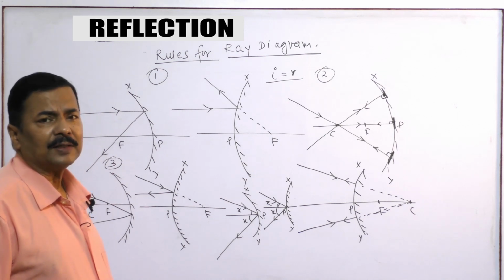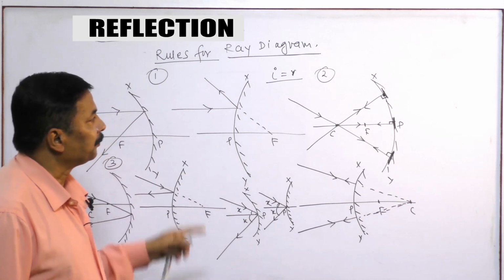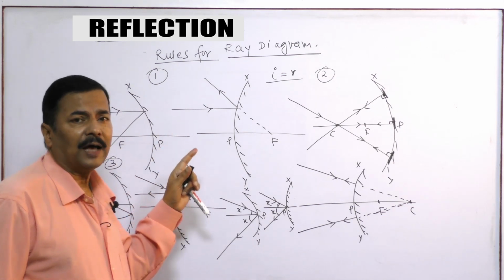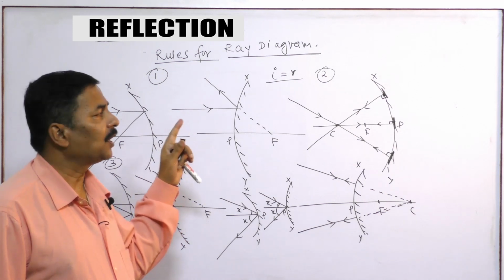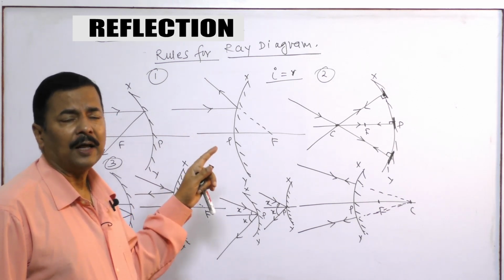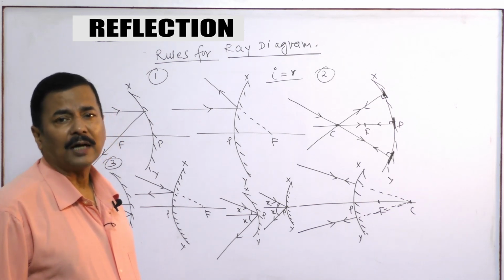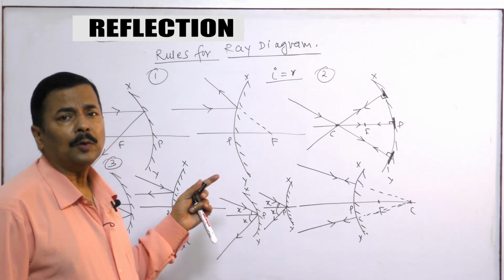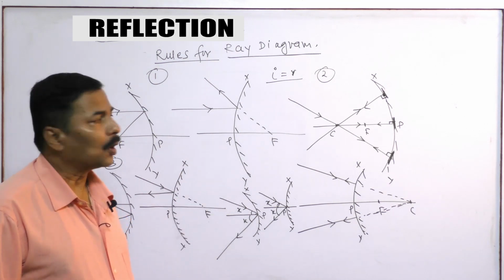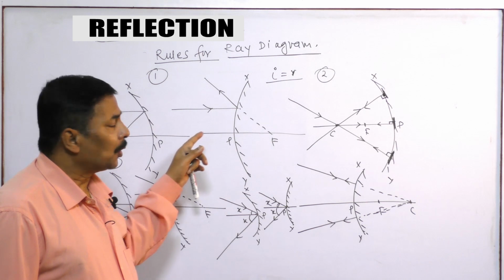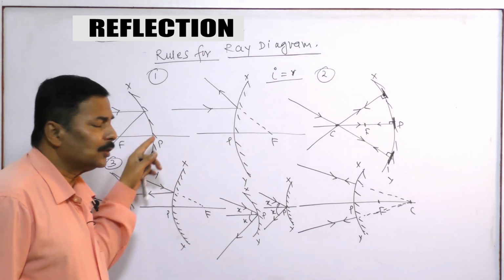In the next class I will be discussing with you. So what have we read? We have read focus, pole, center of curvature, the relation between F and R: F equals R by 2, and in case of a mirror of large aperture, F equals R minus R by 2 cos theta, and then the rules for drawing the ray diagram. So these things you should remember.